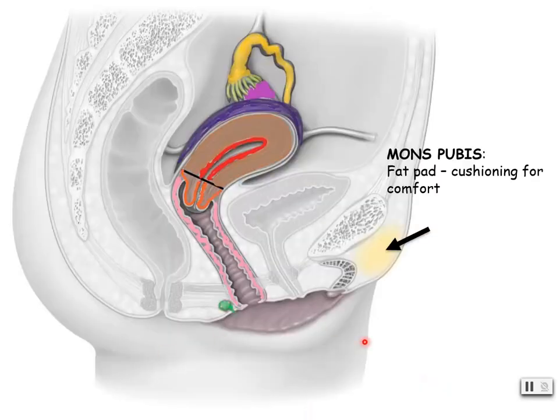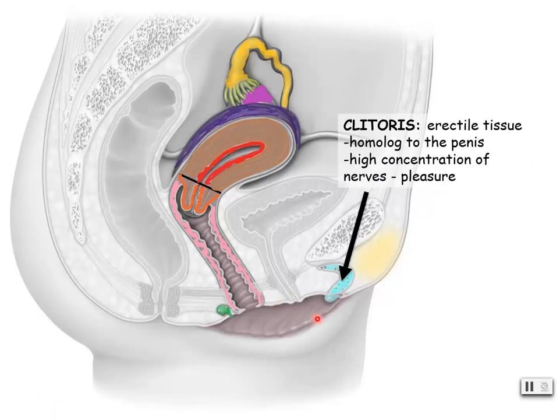We'll get there. All right, so for coloring purposes, right here the fat pad is called the mons pubis, and that's for cushioning and for comfort. Once again, if sex were not enjoyable, and sex makes babies, we'd just all hang out and eat pizza together. There's the clitoris, and once again, a large part of it is going to be internal. Like I said, it's hard erectile tissue with a high concentration of nerves for sexual pleasure.